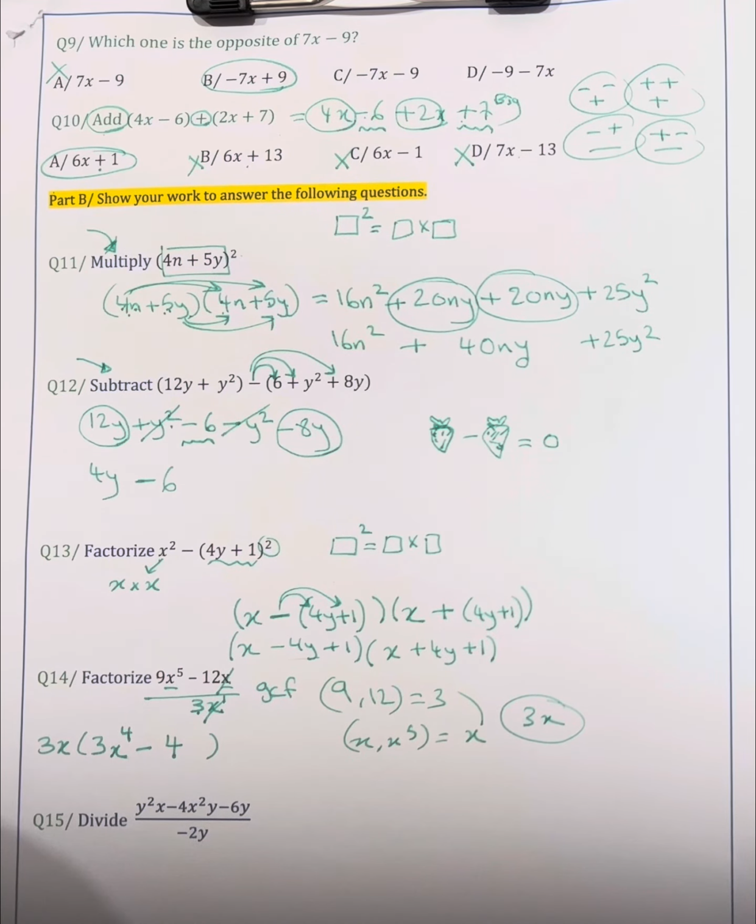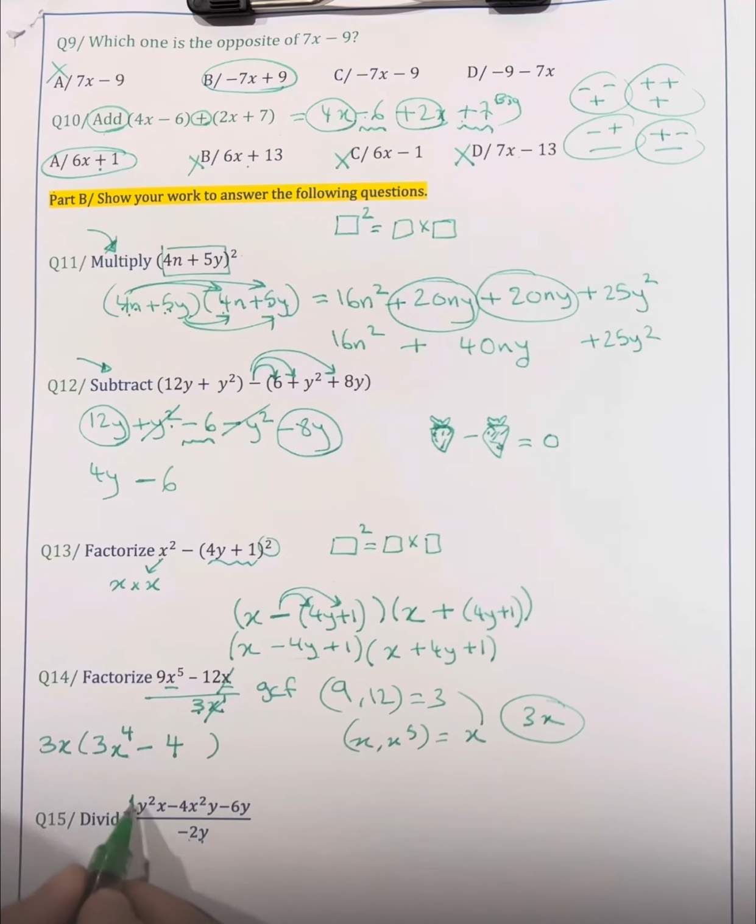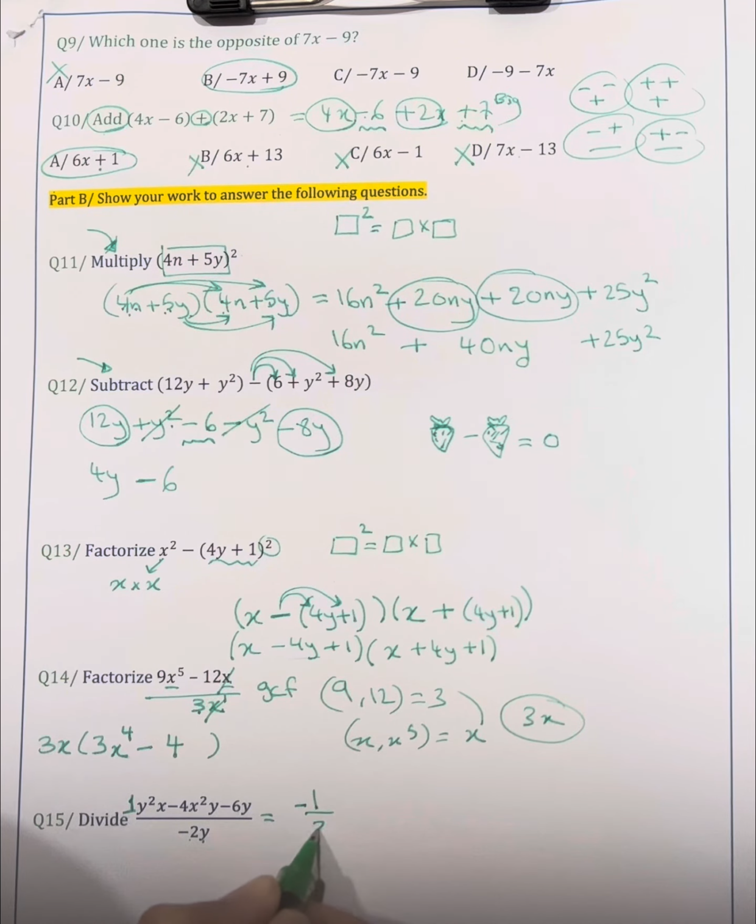The last question, it's asking me to divide. So I have 4 square x minus 4x square y minus 6y, all of it divided by negative 2y. Be careful, it's negative 2y. What's the coefficient here? It's 1. Okay. 1 divided by negative 2. I will keep on writing the same thing back because it's a fraction. Okay. Y squared divided by y, I get y because 2 minus 1, it's 1.